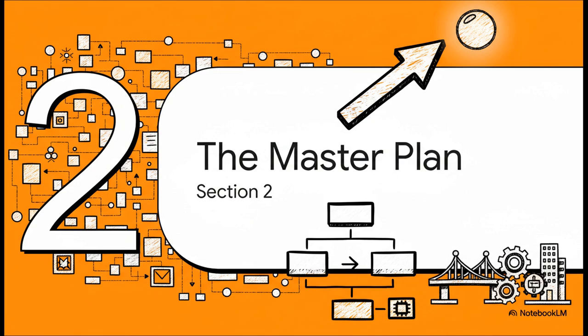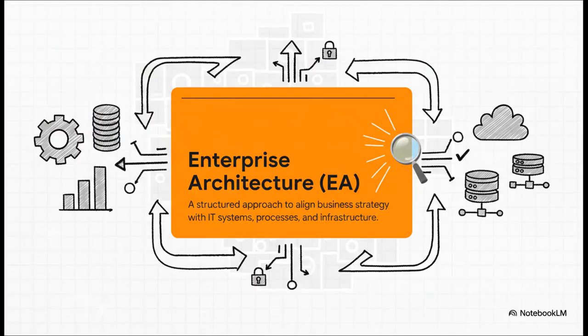Okay, so we've seen the chaos, we've felt the pain. Now let's pivot and talk about the solution. Let's introduce the master plan that's designed to bring clarity and strategy to all this complexity. And here it is. Enterprise architecture, or EA for short. Now, what's really important to get here is that EA isn't just some tech thing. It's a business strategy. It's a structured way to make absolutely sure that your IT systems, your daily processes, and all your infrastructure are all moving in the exact same direction as your biggest business goals.